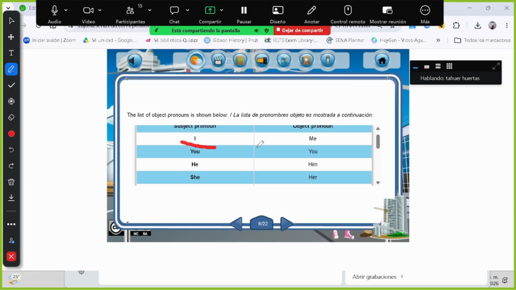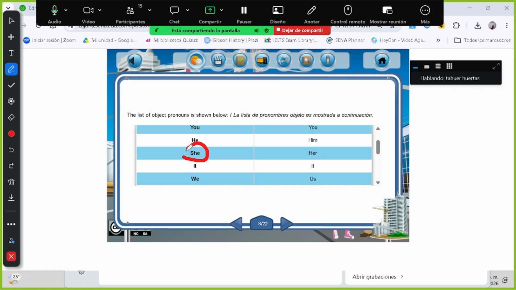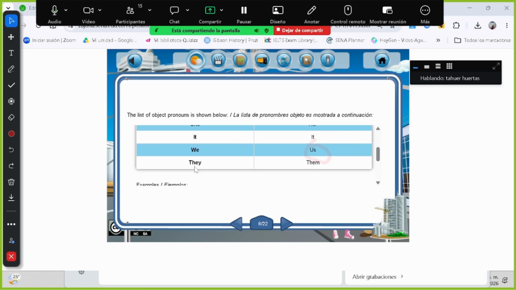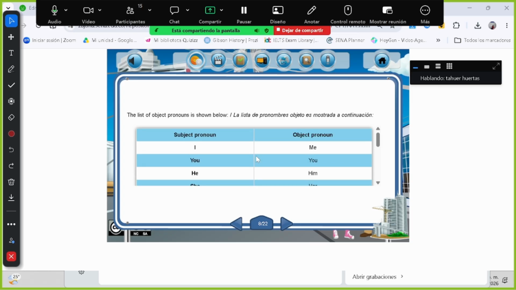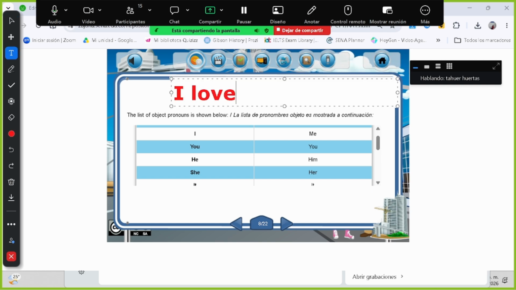I, me. You, you is the same word, but it's different. He, him. She, subject pronoun, and her, object pronoun. It, we, us, they, them. All right. So what is the difference? I'm gonna show you this famous sentence.